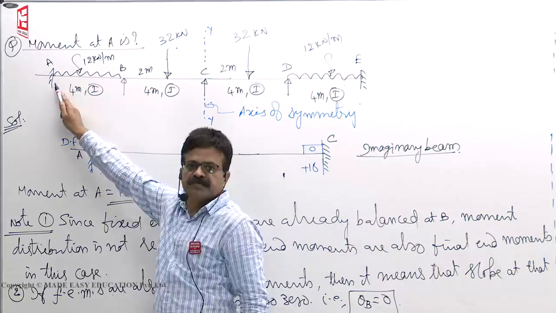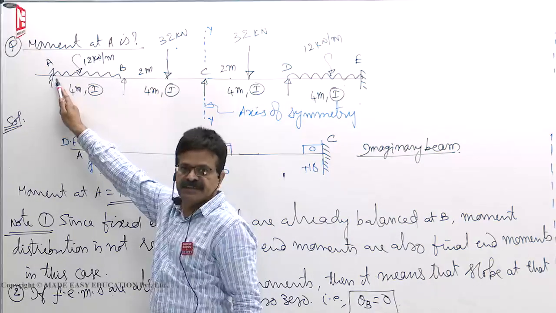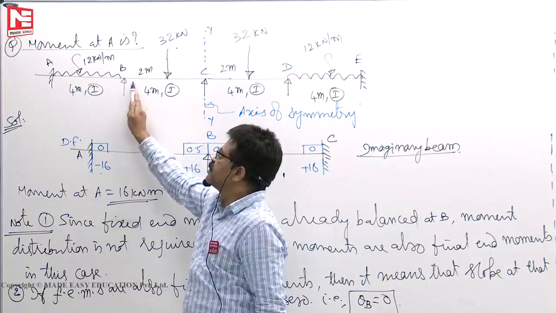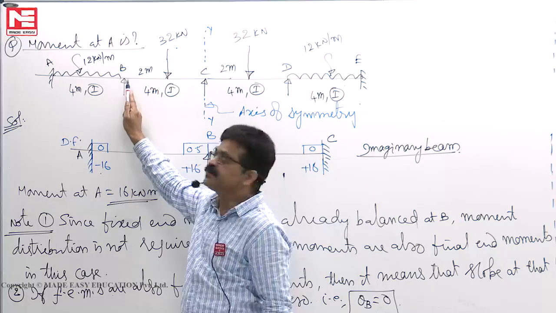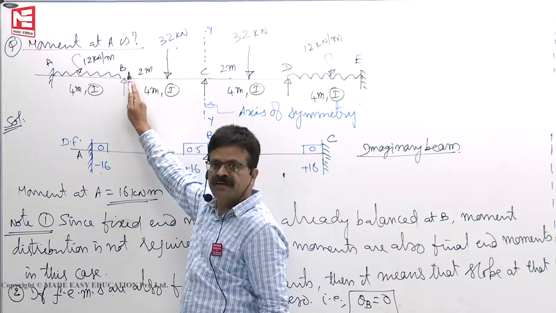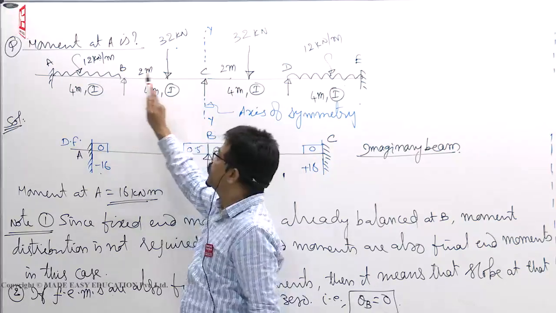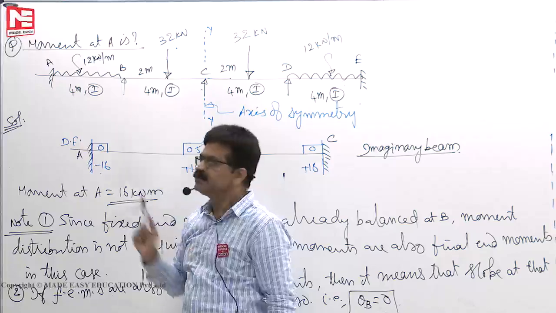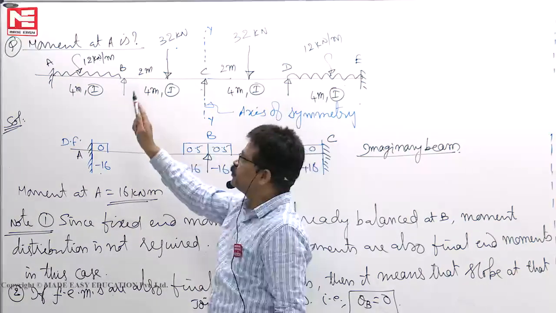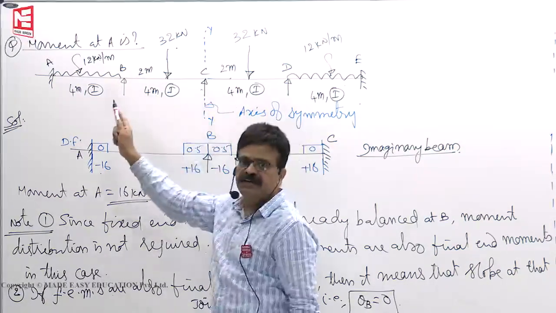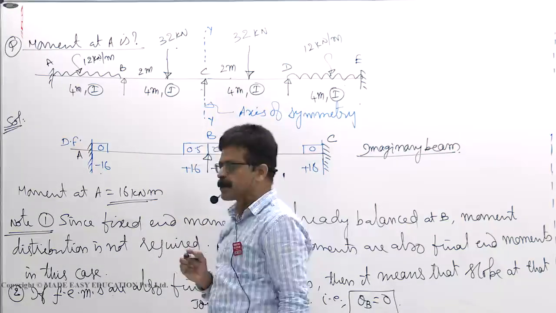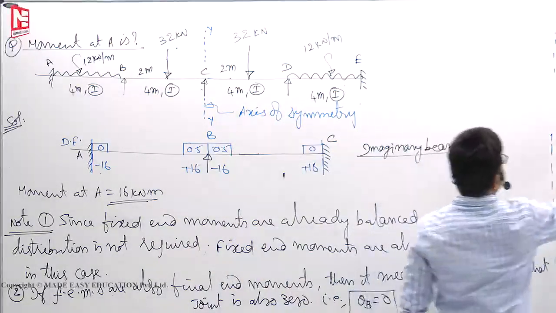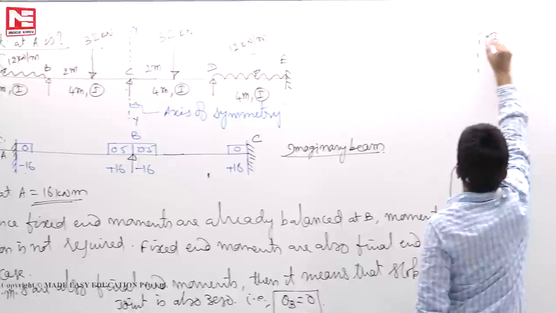So due to different reasons, slopes at all the supports are 0. At A, because of the fixity, theta A is 0. Theta B, since no balancing was required, is 0 because fixed end moments are already balanced. Theta C is 0 because of the axis of symmetry. Same is the case on the other side. So theta A, theta B, theta C all are 0 due to different reasons. Okay, so now you see how the deflection profile goes.